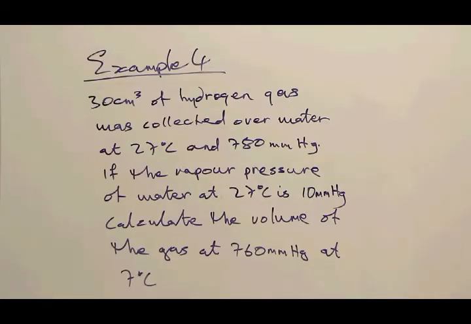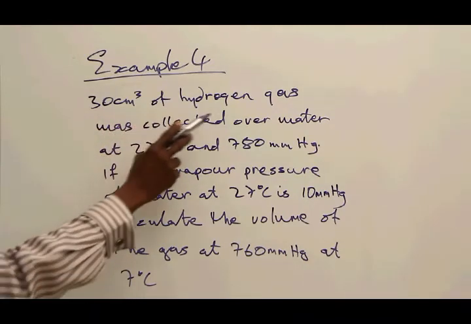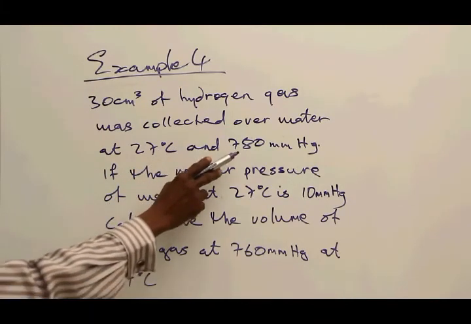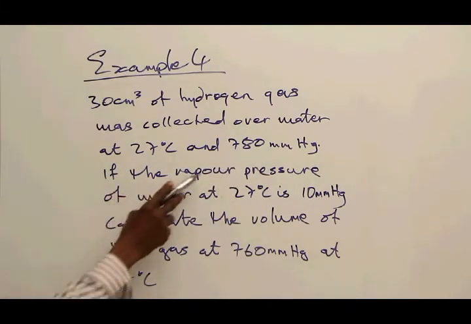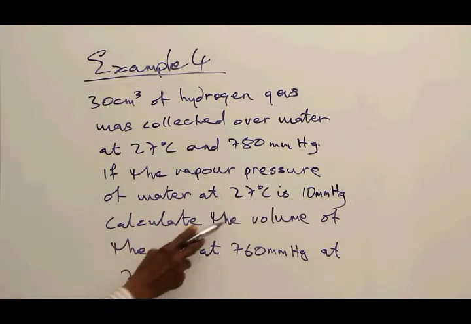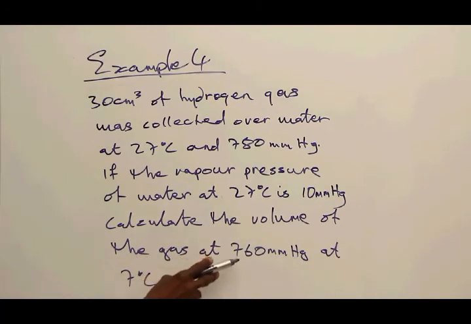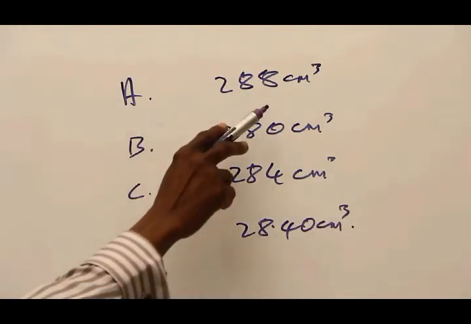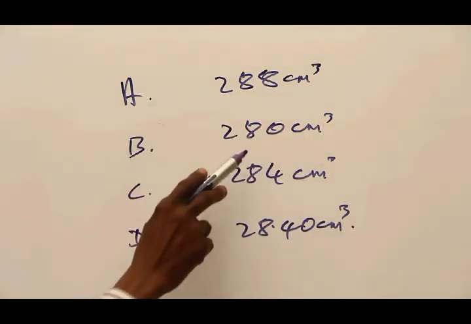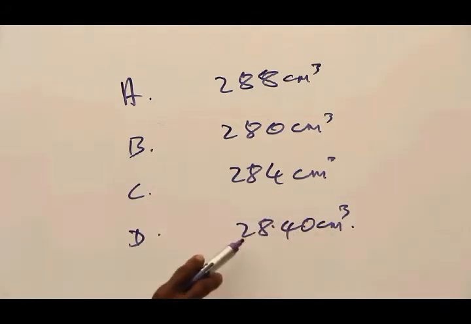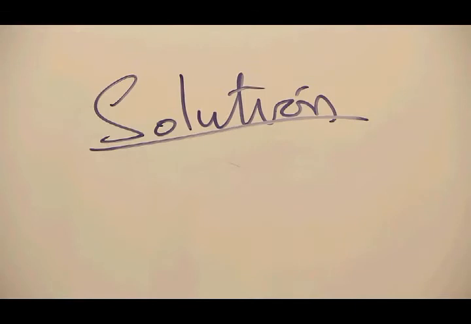Now let's consider the next example. 30 cm³ of hydrogen gas was collected over water at 27 degrees Celsius and 780 mmHg. If the vapor pressure of water at 27 degrees Celsius is 10 mmHg, calculate the volume of the gas at 760 mmHg at 7 degrees Celsius. The options are A, 288 cm³, B, 280 cm³, C, 284 cm³, and D, 28.40 cm³. Now let's consider the solution.